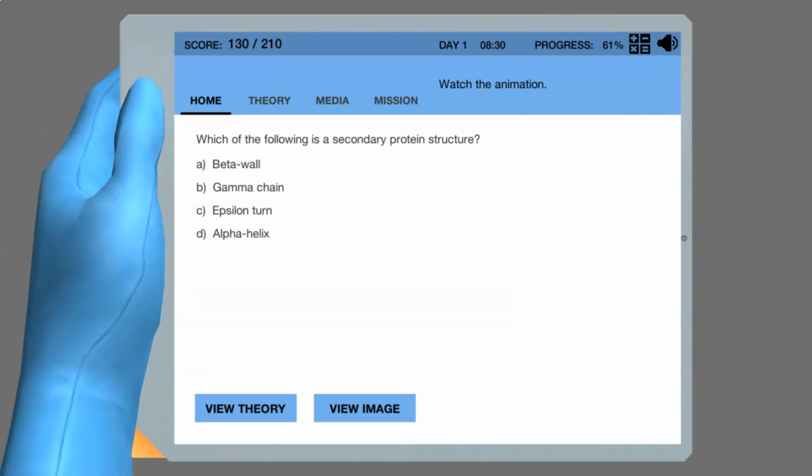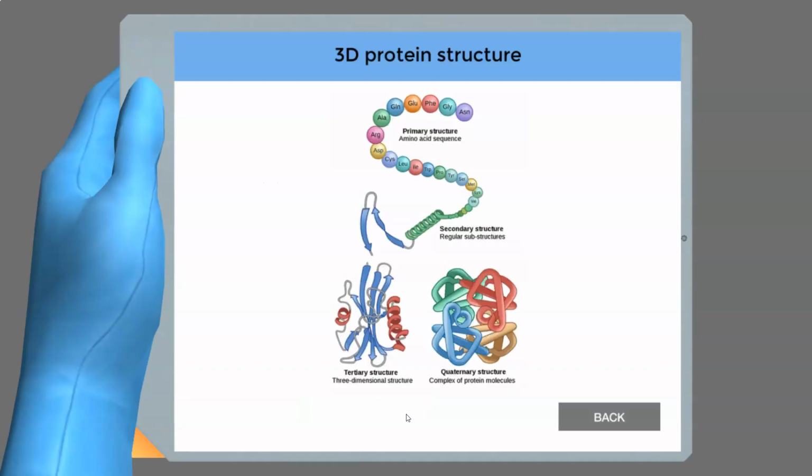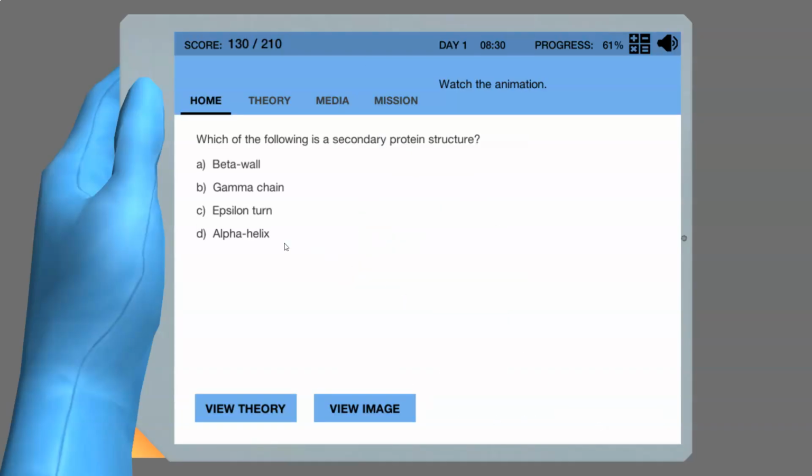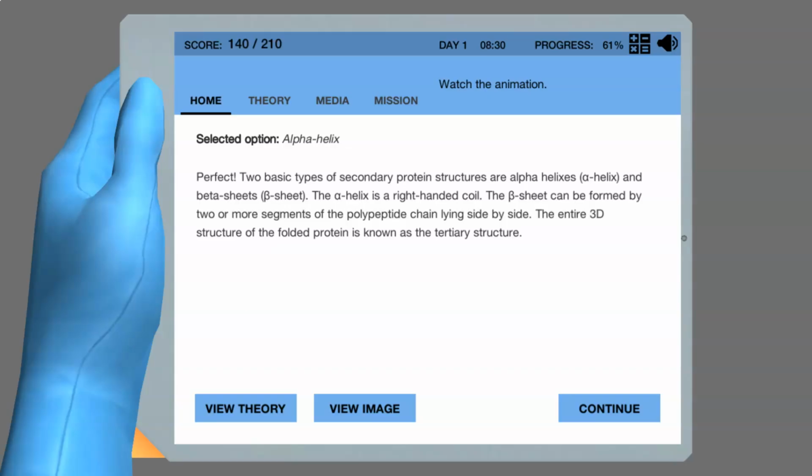Which of the following is a secondary protein structure? Two basic types of secondary protein structures are alpha helixes and beta sheets. The alpha helix is a right-handed coil. The beta sheet can be formed by two or more segments of the polypeptide chain lying side by side. The entire 3D structure of the folded protein is known as the tertiary structure.